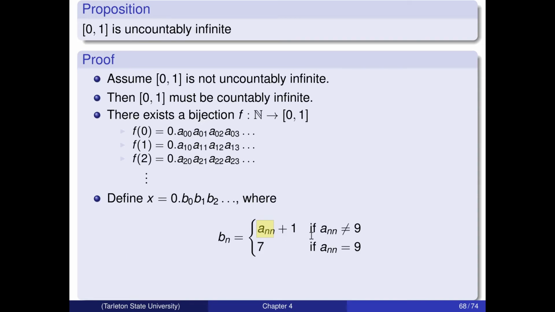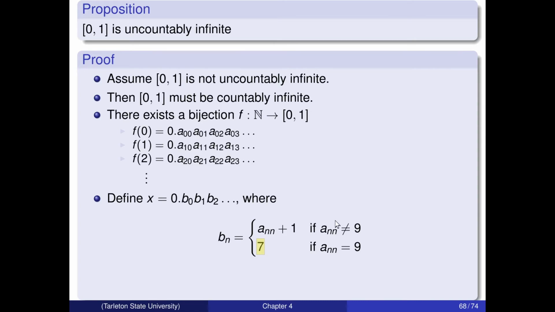But we have a bit of a problem if a sub nn is equal to 9. This doesn't make sense because 9 plus 1 is 10, and 10 is not a digit. We're only considering digits between 0 and 9 right now that can be in a decimal expansion. But that's fine, because what we can do is we'll just say that if a sub nn is not 9, we'll add 1 to it. And if a sub nn is 9, we'll just give it some arbitrary value. Let's just say 7. You could do 5, you could do 2, whatever you want here. You can't do 0 because we don't want to get into a situation where we have repeated zeros, as discussed on the previous slide.